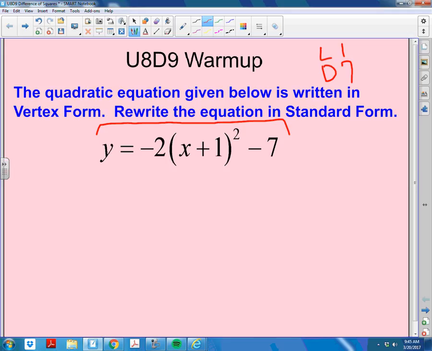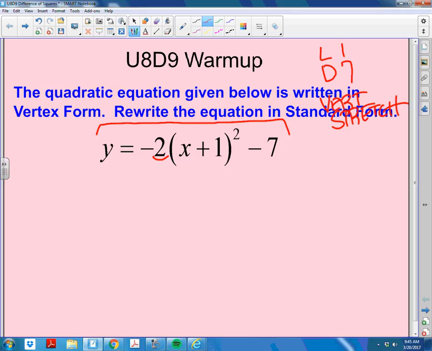Avery? It's a vertical stretch with a scale factor of 2, right? Because the multiplication is happening outside the parentheses. Outside is an output, which is y, which means vertical, and it is indeed a vertical stretch with a scale factor of 2. There's one more that you can describe as a transformation.